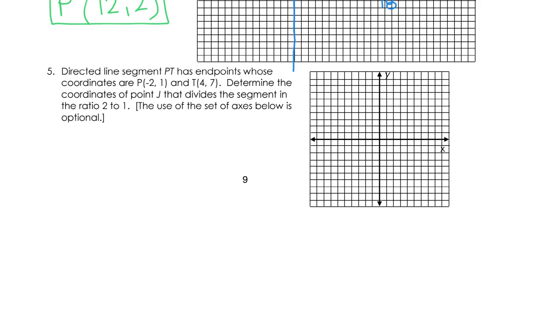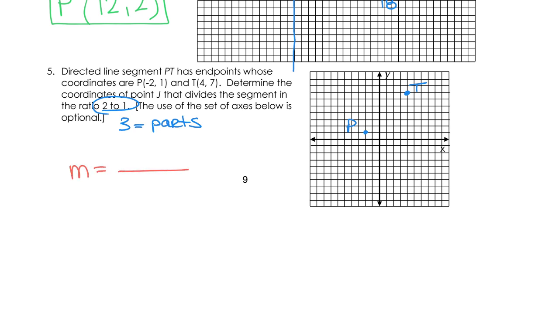All right, let's do one more question. Number 5 is talking about directed line segment PT. And it has endpoints whose coordinates are P, which is at -2, 1, and T, which is at 4, 7. Determine the coordinates of point J that divides the segment into a 2-to-1 ratio. So a 2-to-1 ratio means 3 equal parts. And again, that's not something possible with midpoint. So we're going to go ahead and try slope.